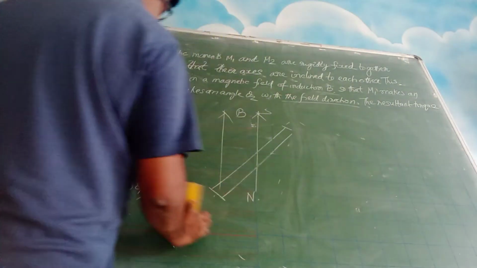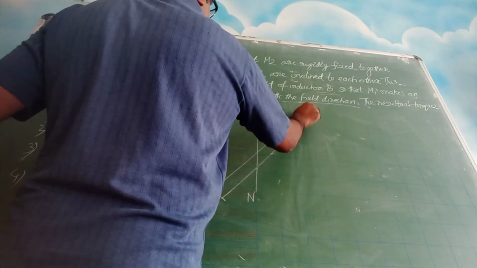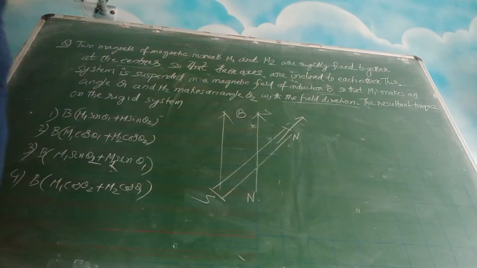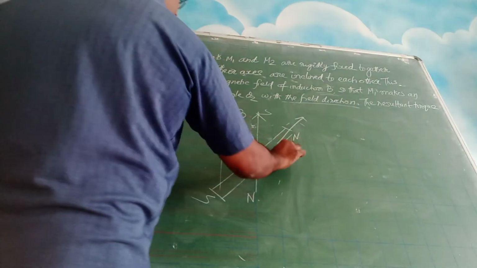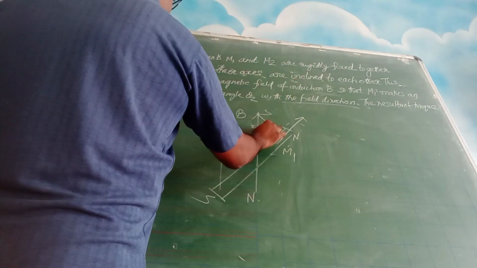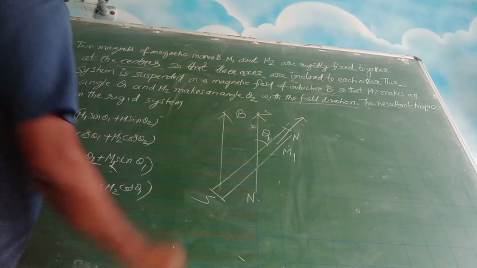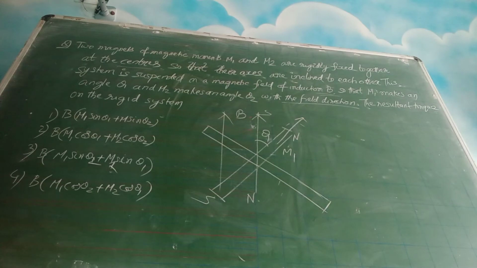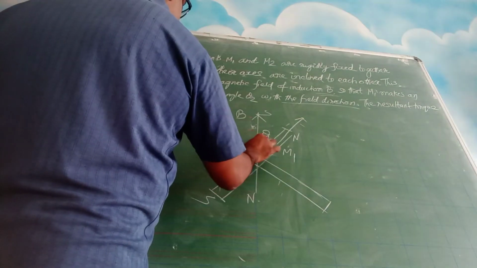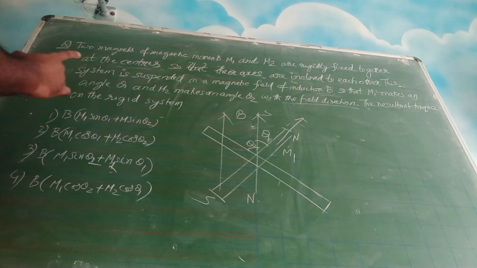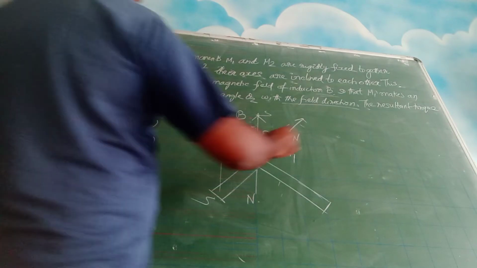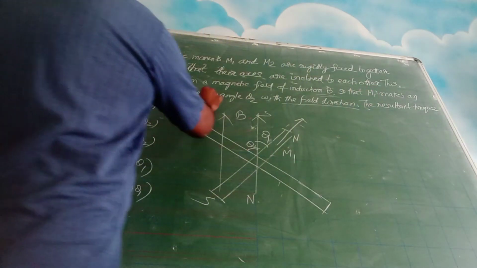I will take this direction as the magnetic moment direction, which is always outside of the north. This is of intensity m1, and with the field it is making angle theta 1. You have got another magnet like this, which is making an angle theta 2. But they are kept in such a way that their polarities are opposite, so that m1 makes an angle theta 1 and m2 makes an angle theta 2 with the field.